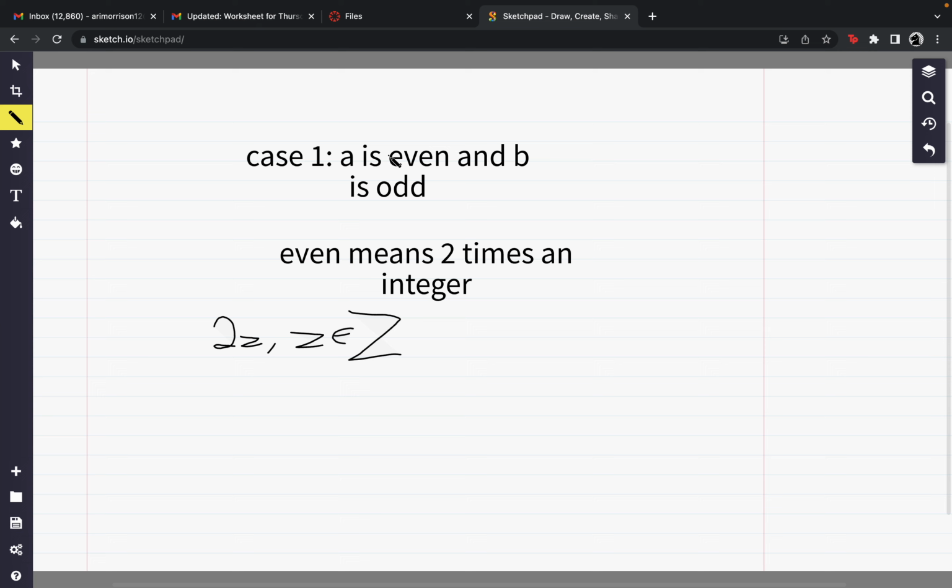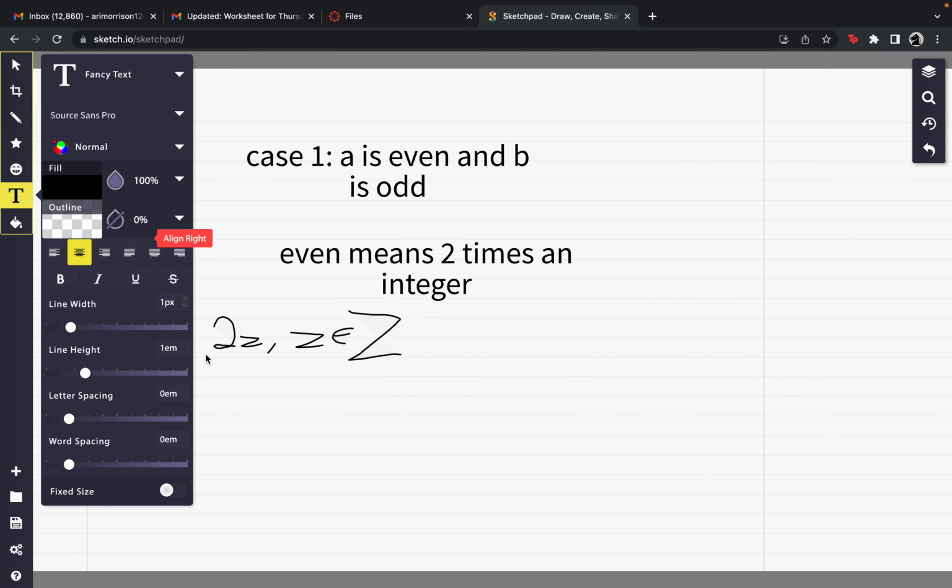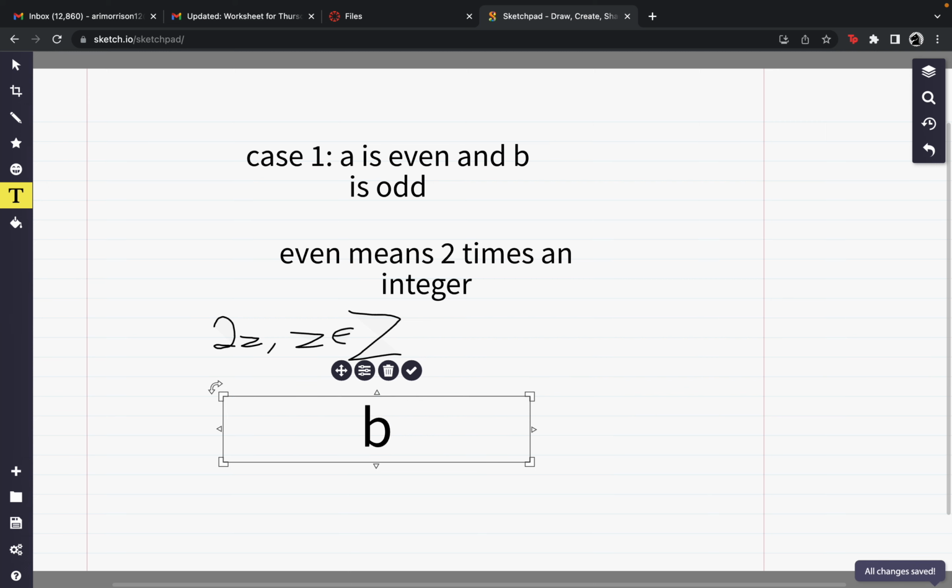So that means in our case, where we're going to presume that A is even and B is odd, which is case 1 of 3 that we have to consider, A is going to be equal to 2 times Z, for some arbitrary Z that's an integer. And for B to be odd, B is 2 times an integer plus 1. And this definition is a little bit arbitrary, but it's completely correct.